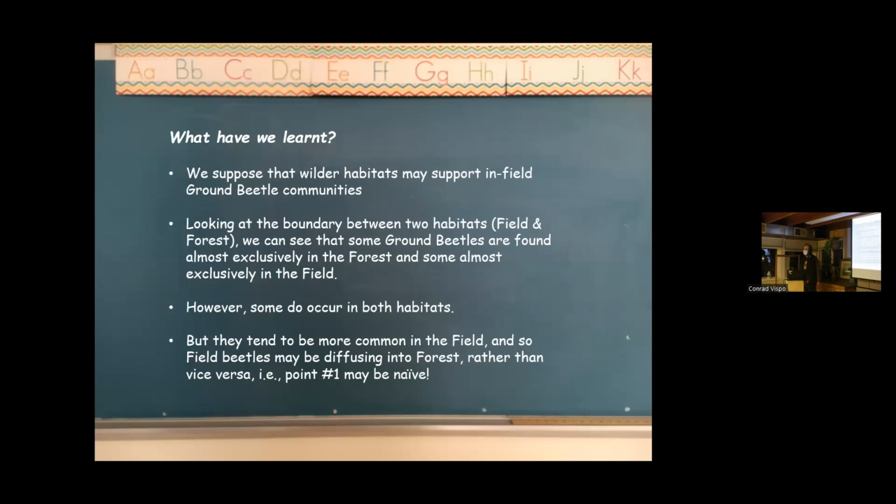Does that make sense? So just to review, we're supposing that wilder habitats may support in-field ground beetle communities. That's our supposition. Looking at the boundary between field and forest, we can see that some ground beetles are found almost exclusively in the forest, some exclusively in the field. However, some are in both habitats, but they tend to be most common in the field. And so maybe those field beetles are diffusing into the forest rather than vice versa. In other words, this idea that the wilder habitats are supporting in-field ground beetle communities might be naive.